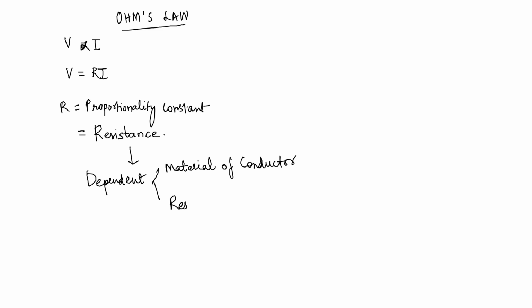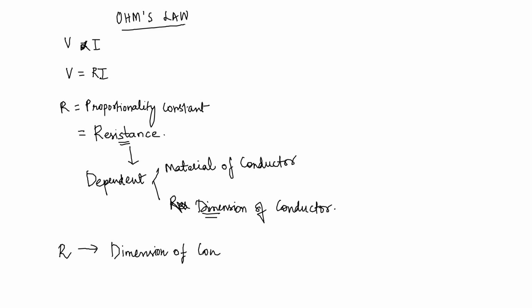The other one is the dimension of the conductor. Now the other thing over here is that resistance is dependent upon dimension. So when we are talking about the dimension of a conductor, we aim at introducing two things: one is the area of the conductor, and the other one is the length of the conductor.